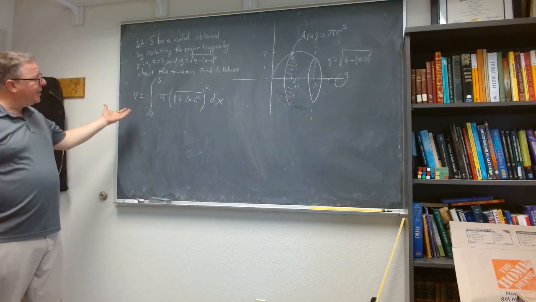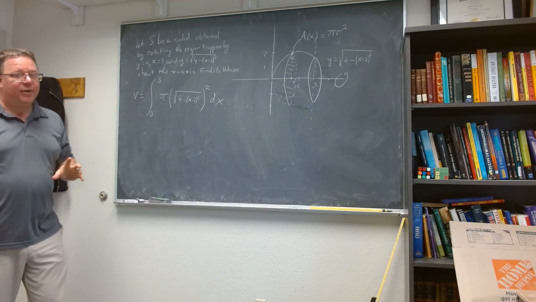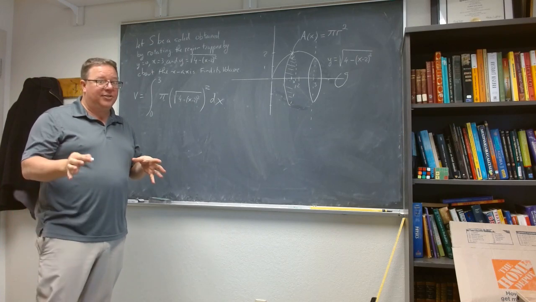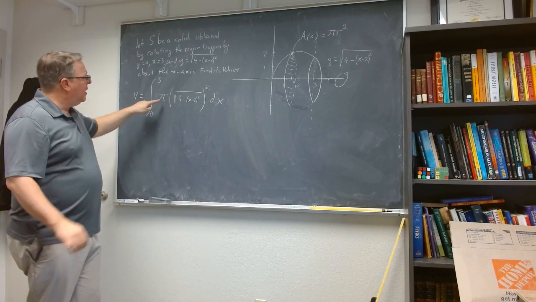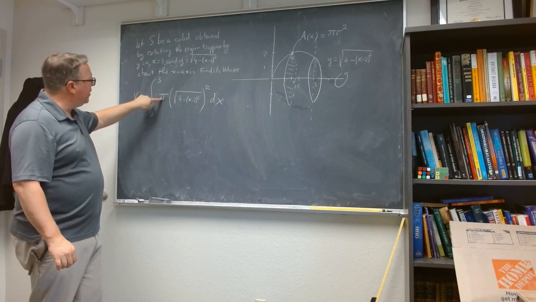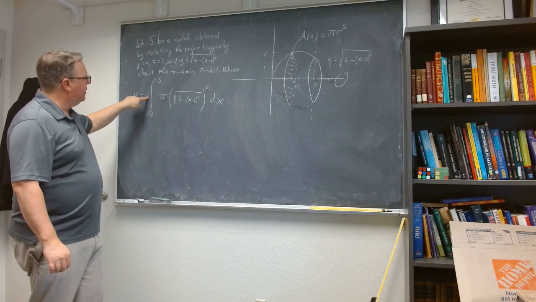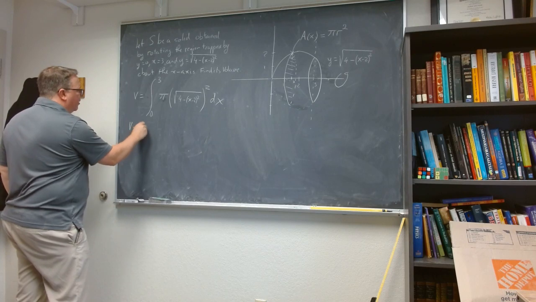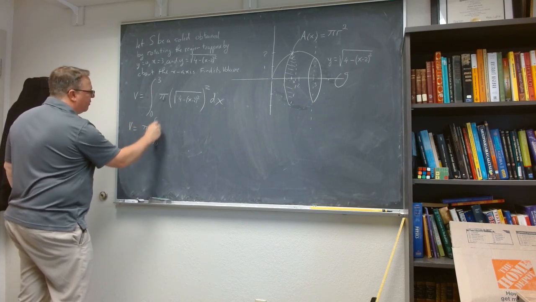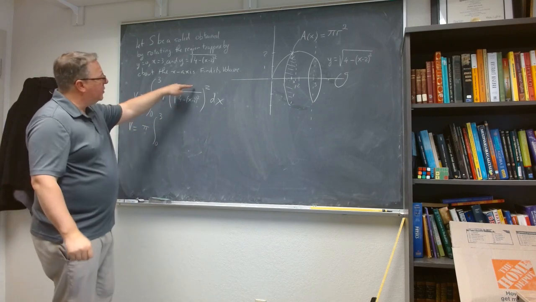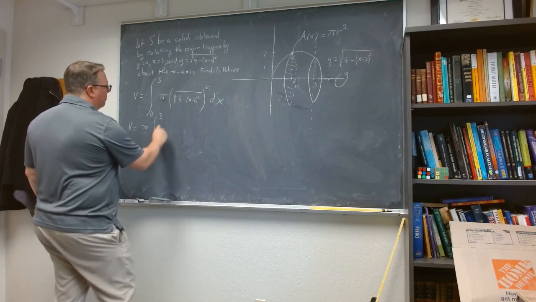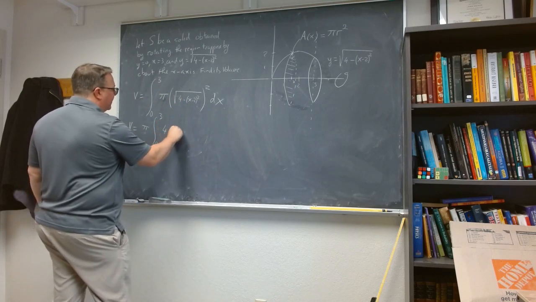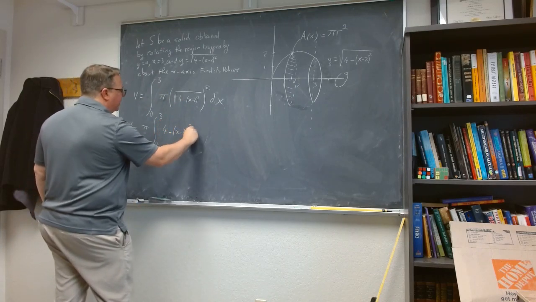And now this doesn't look half bad. Remember the trick that Will keeps talking to us about in discussion? We just need to pull this pi out front. So it'll make things a little bit simpler. So our volume is going to be pi times the integral from 0 to 3. The squares and the square root cancel, and we'll have 4 minus (x minus 2) squared dx.